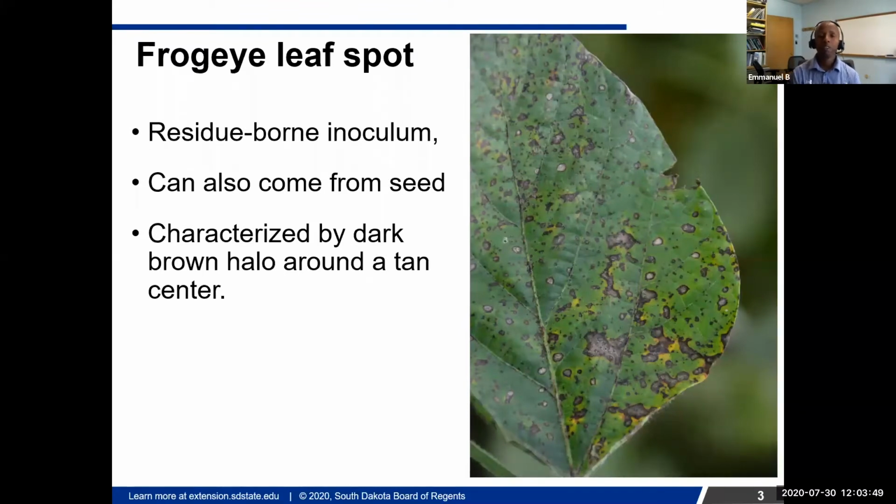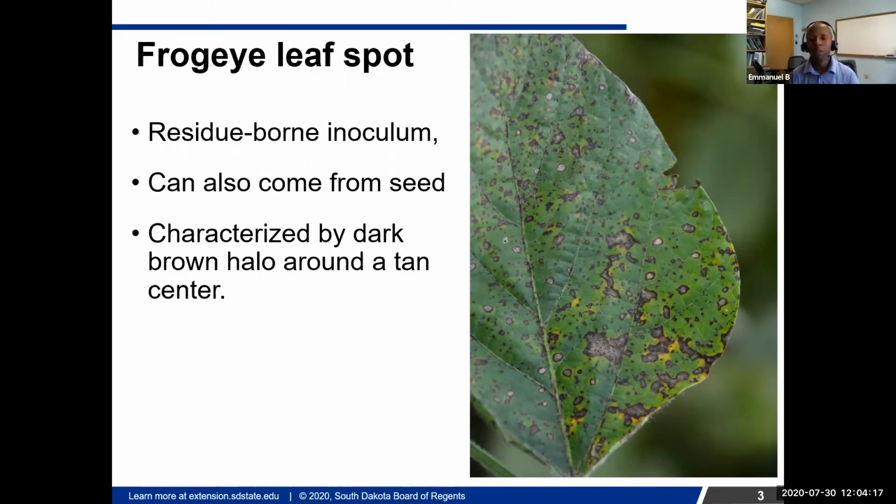So we also have Frogeye leaf spot. This picture is from last year. I have not yet seen Frogeye leaf spot reaching this level, but it can really develop to reach high levels. You're going to find it mainly in the upper leaves. That's where infection will develop. So young developing leaves are more susceptible to Frogeye leaf spot, kind of the opposite of brown spot.